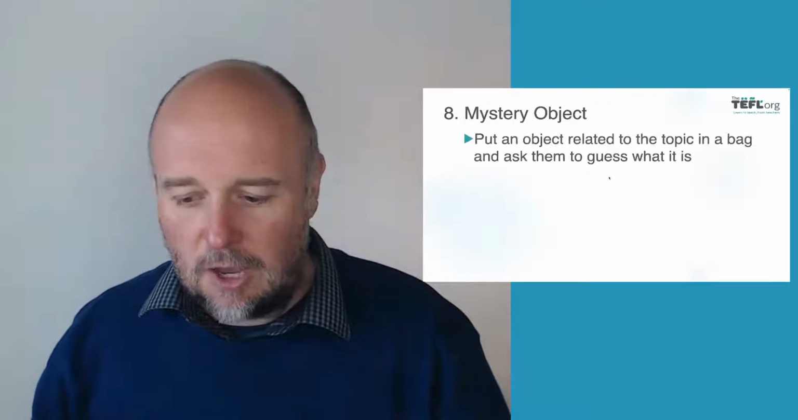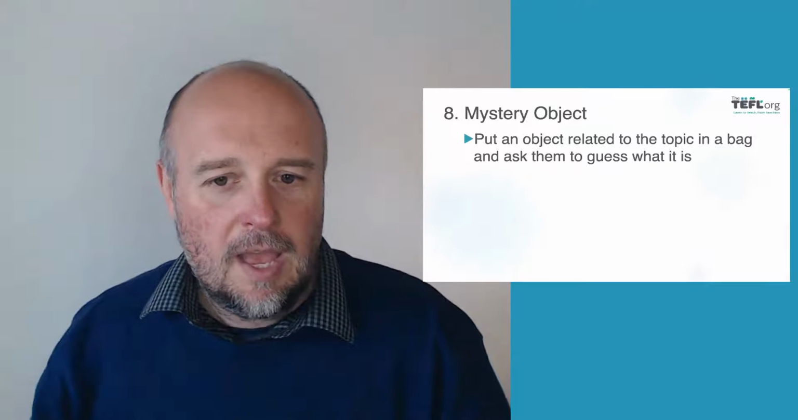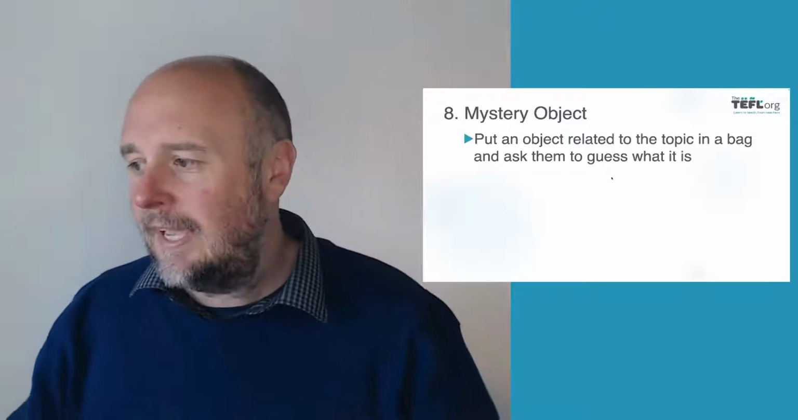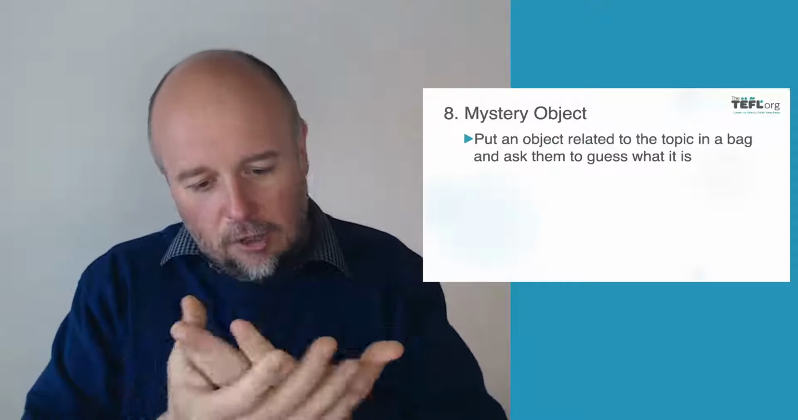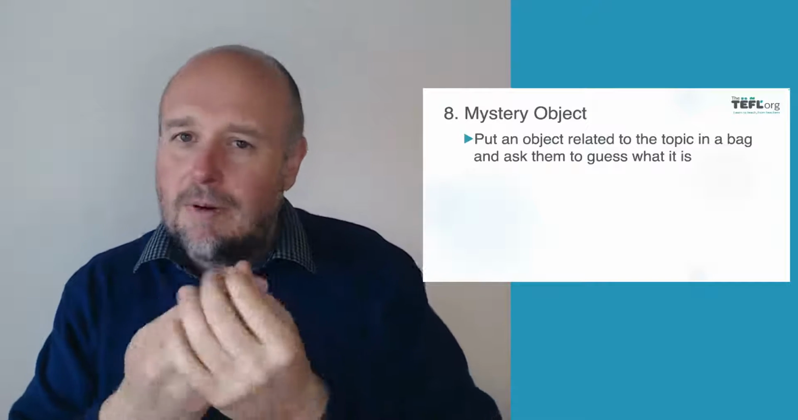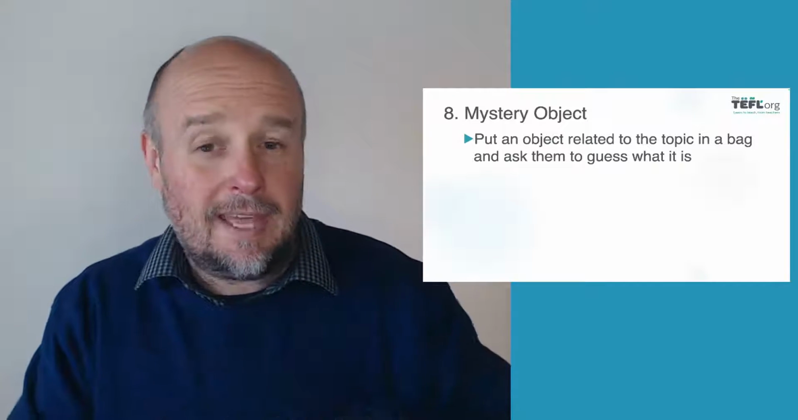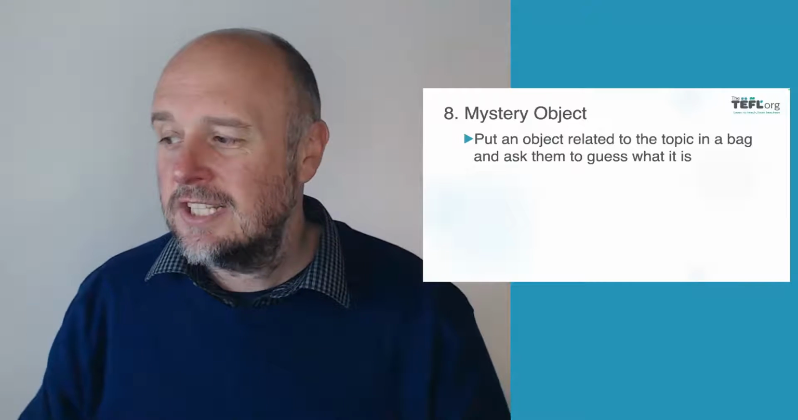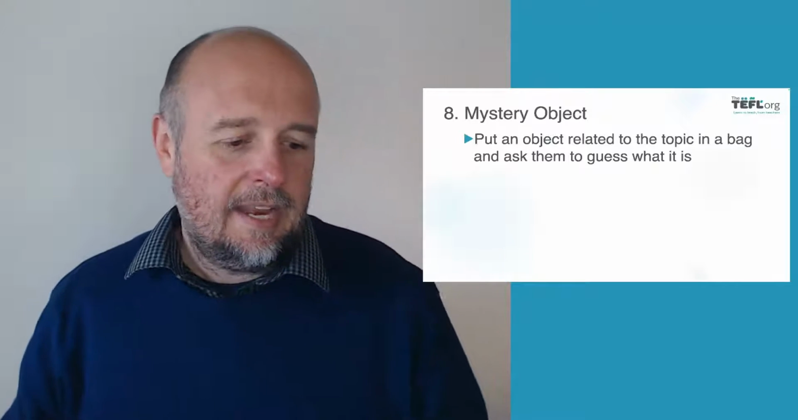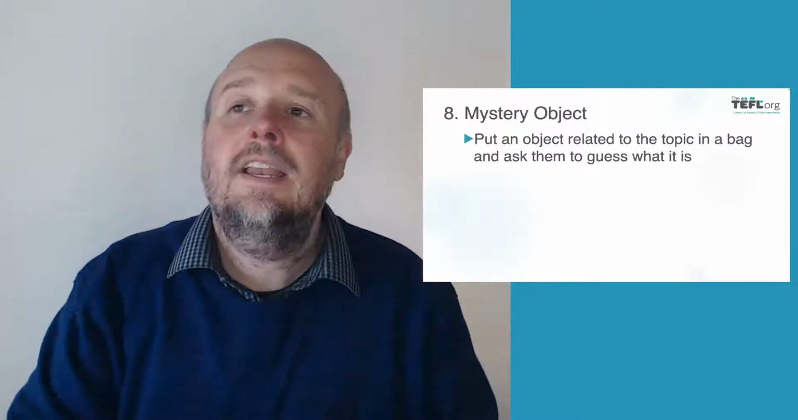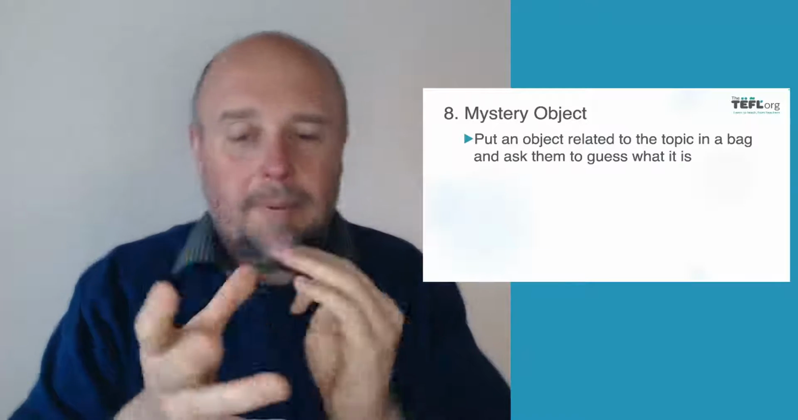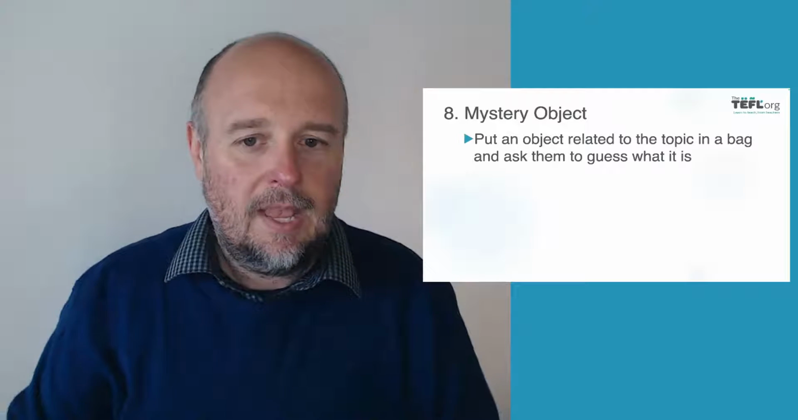Mystery object. So you could pick an object related to the topic, put it in a bag, and they can't look into the bag. So, sort of a brown paper bag or a carrier bag, something like that, where they can't see. And you can ask them to guess what it is. And they can do this by either putting a hand in the bag and trying to guess without looking, or you can not open the bag and they have to sort of feel it like that.